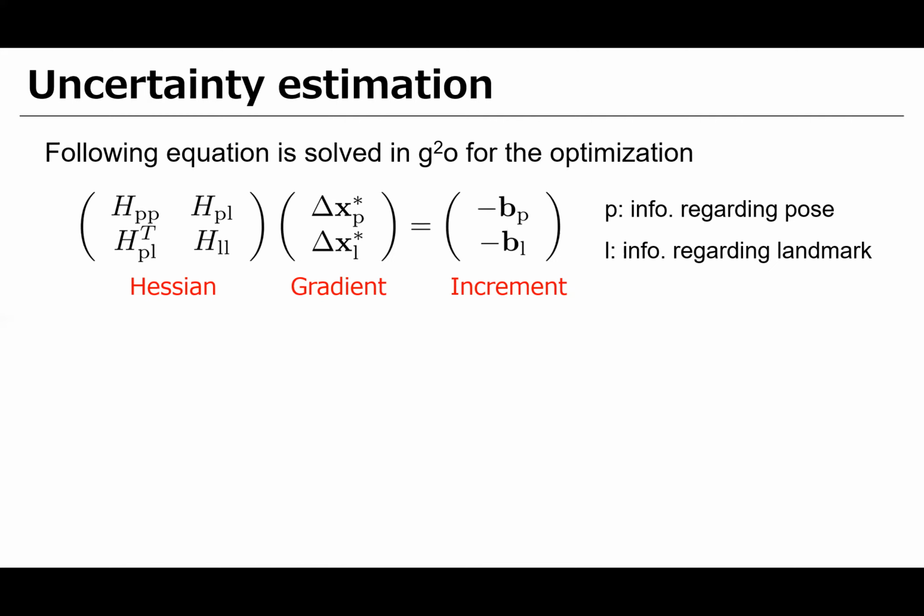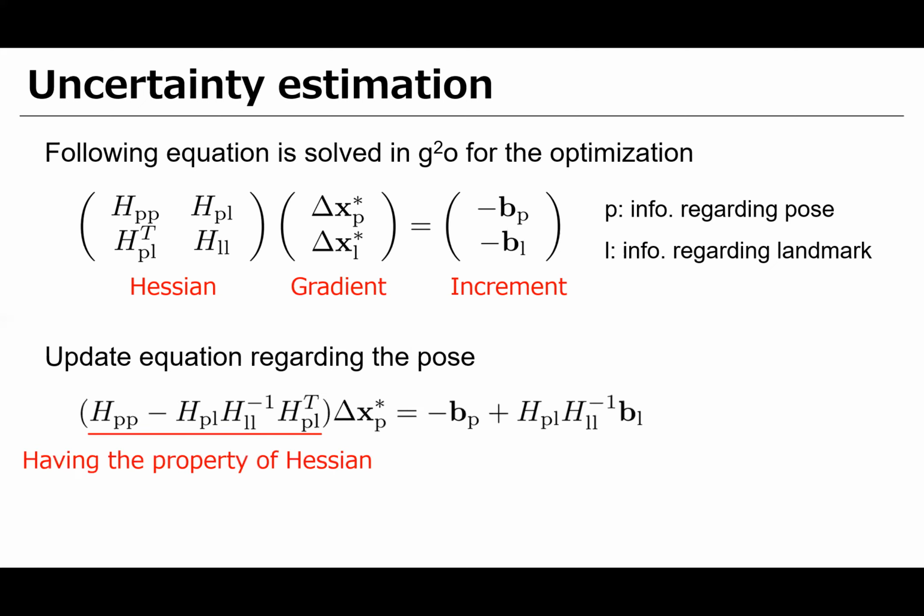Let me explain detail of the uncertainty estimator. This equation is solved for performing optimization. In this equation, we have three elements: Hessian matrix, gradient, and increment. Indices p and l represent information regarding pose and landmark, respectively. In this work, we focus on localization, hence the update equation regarding the pose is important. To get the increment for the update in optimization, this equation is solved.